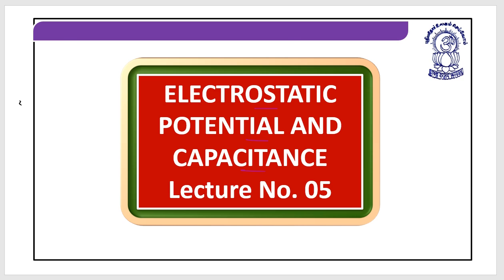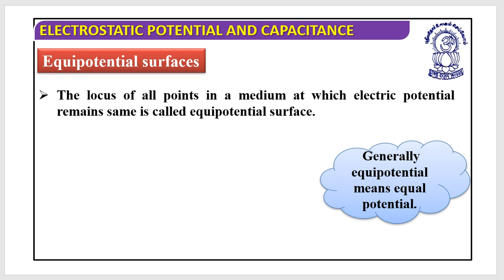In today's class we are going to discuss equipotential surfaces. As its name says, it's an equipotential, that means a surface having the same potential. So let's look at the definition of it. We can say that the locus of all points in a medium at which electric potential remains the same is called an equipotential surface.